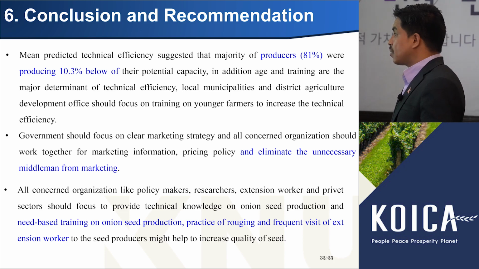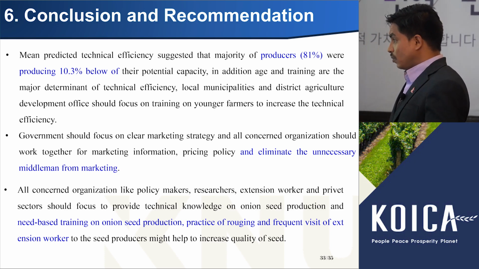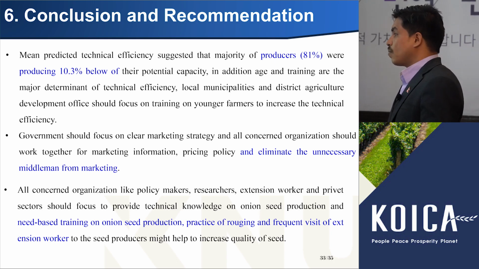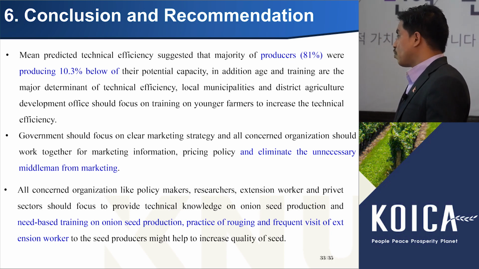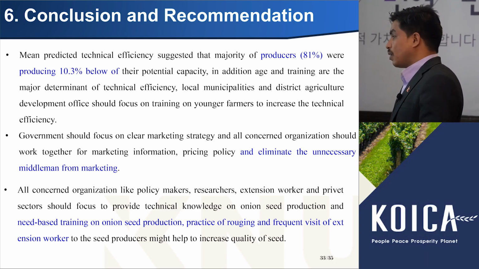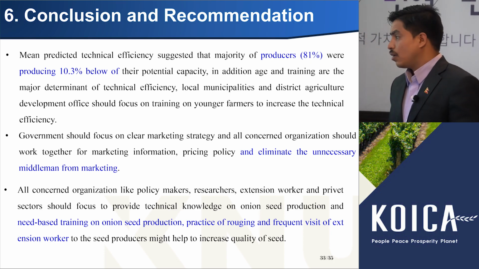Government should focus on a clear marketing strategy, and all concerned organizations should work together on marketing information, pricing policy, and eliminating unnecessary middlemen from the marketing channel. All concerned organizations like policy makers, researchers, extension workers, and the private sector should focus on providing technical knowledge on onion seed production and need-based training. Practice of logging and frequent visits of extension workers to seed producers might help increase the quality of seed.